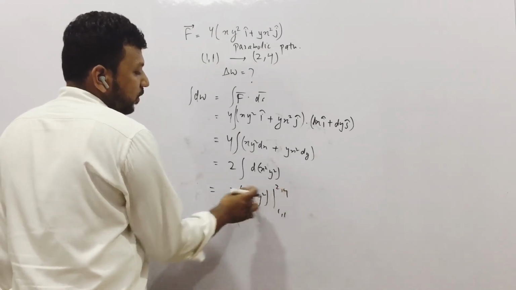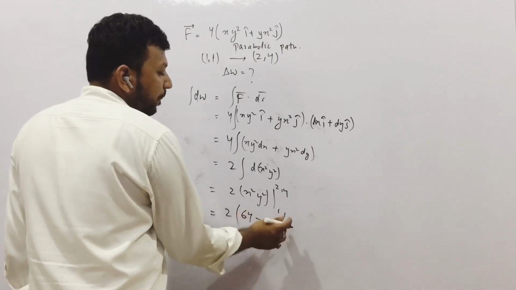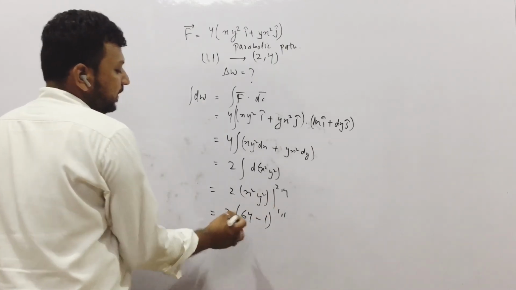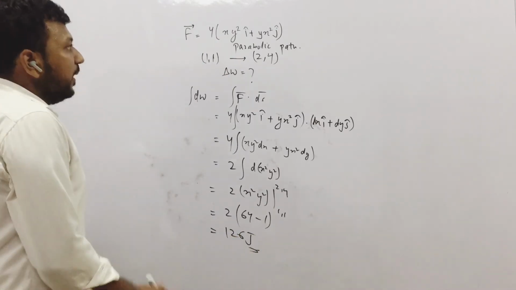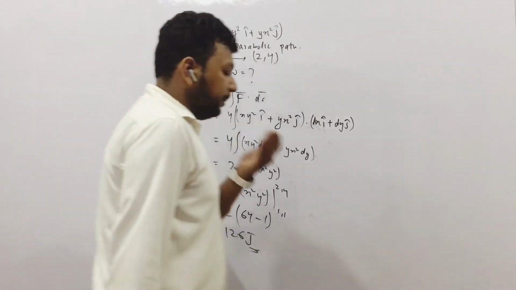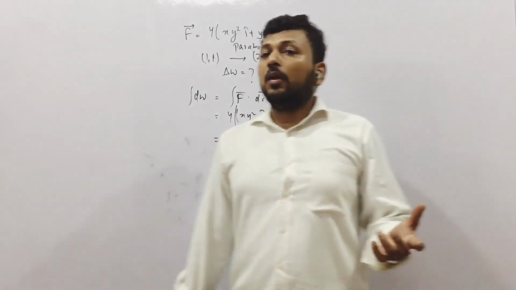So the answer is final minus initial. How much? 4 times 16 is 64, minus 1, that means 63, into 2, 126 joules. So this is the correct answer. That is how it has to be done. Simple question, but yes, little tricks are applied in each type of question, so you should know that.